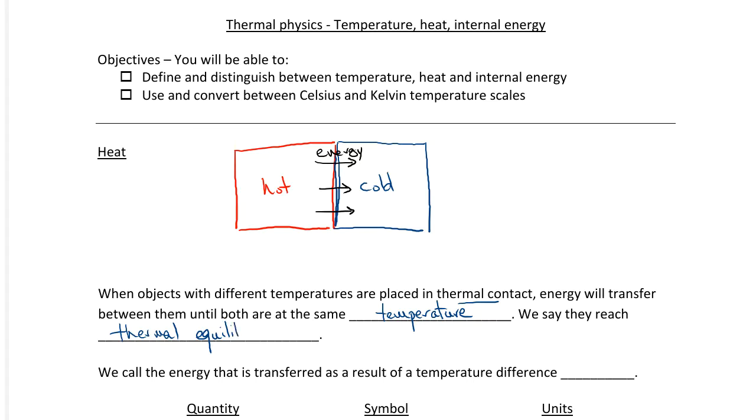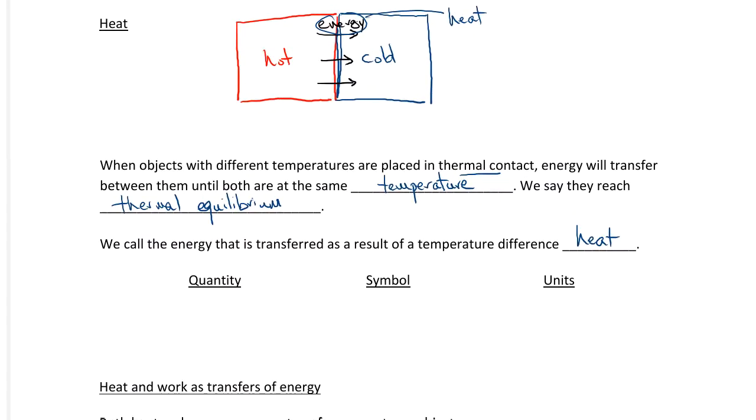And the energy that is transferred in this way as a result of temperature difference, we call that energy heat. So this energy here that's being transferred, we're going to call heat. Heat then is given the symbol Q, and because it's energy, it's in units of joules. And as we'll also see in a later lesson, energy can be given units of calories, which is abbreviated CAL as well.